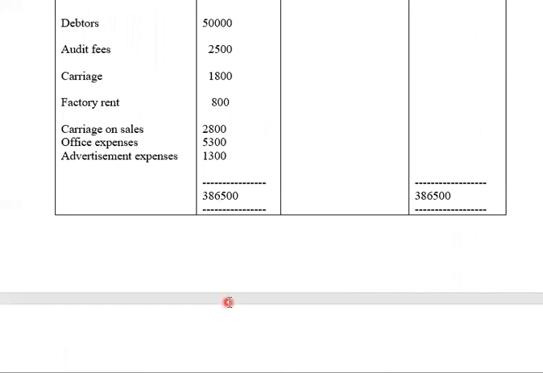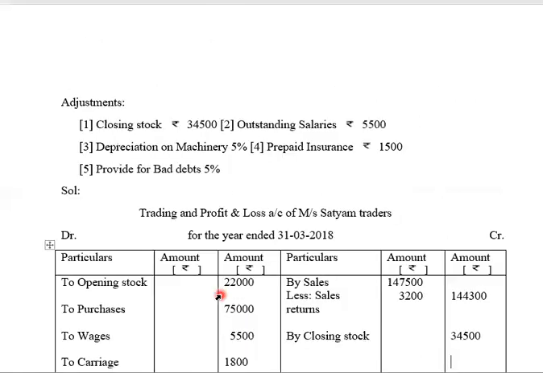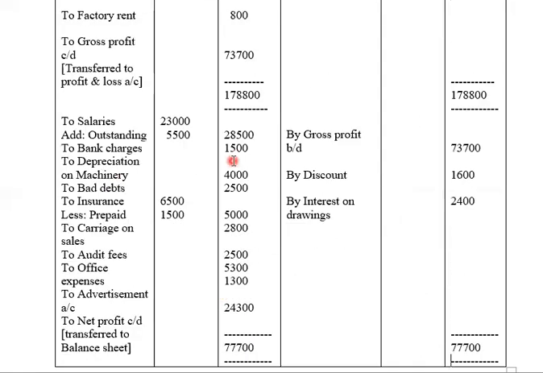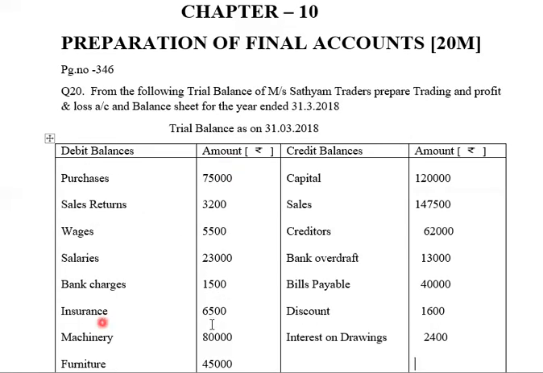Next, after salaries we have bank charges 1,500. It is an expenditure of office, so it will be shown on debit side of profit and loss account as to bank charges 1,500 rupees. Next we have insurance 6,500 rupees. So it is an expenditure. It can be an expenditure of factory or else it can be an expenditure of office. But if only insurance is given, it will be assumed that it is an expenditure of office.